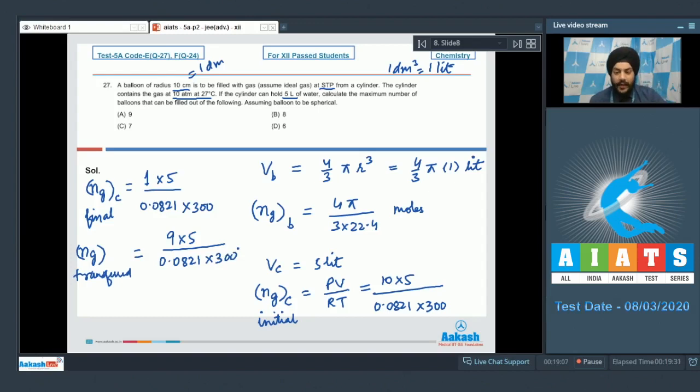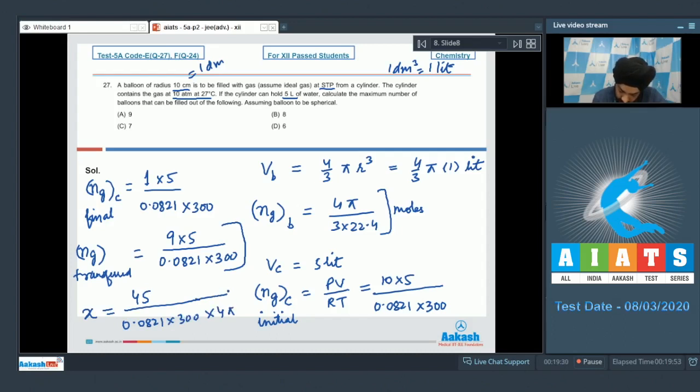So if we have to calculate the number of balloons that can be filled up, students, we just need to divide this number by this number. So if we talk about the number of balloons, let us call it X. So X shall be equal to 45 divided by 0.0821 into 300 into 4 pi into 3 into 22.4. So students, this number will approximately come out to be 9.7.